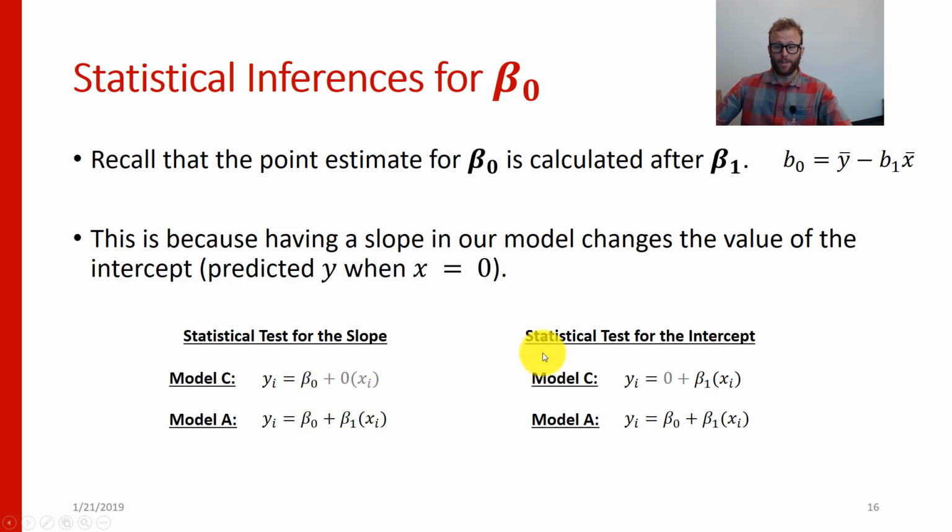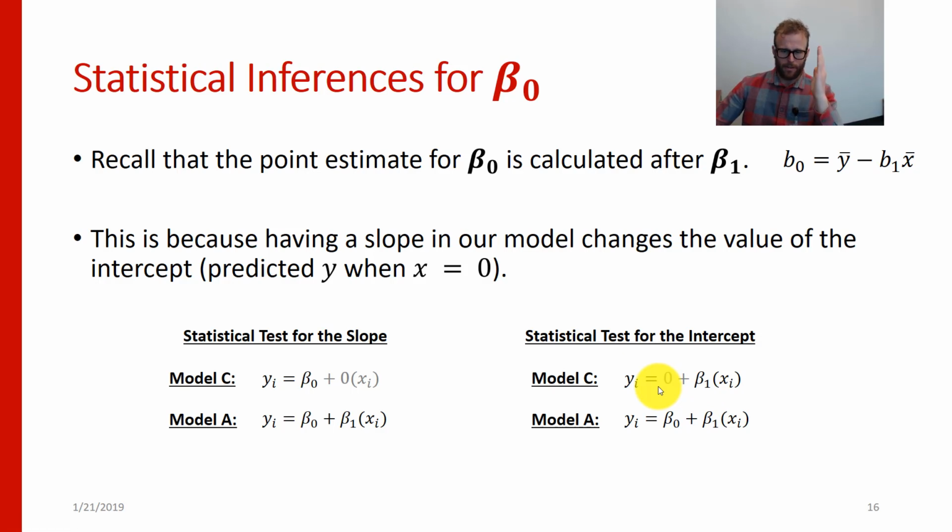And we can compare that then to a statistical test for the intercept, which is actually just doing the reverse. So when R is calculating that p-value for the intercept, what it's doing is comparing the same model A, a model in which we have both the intercept and the slope as parameters, to a model C in which we have a slope, but we force the intercept to be 0.